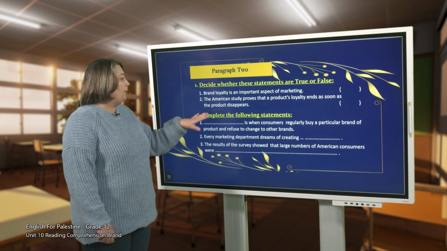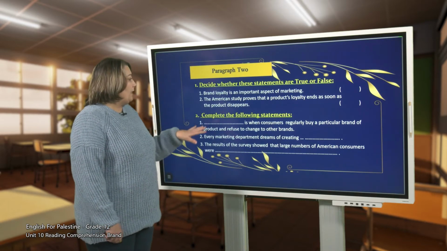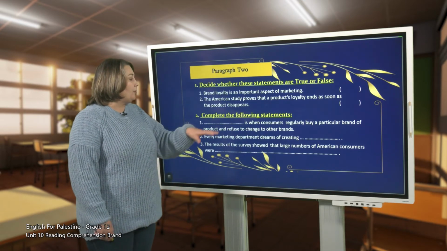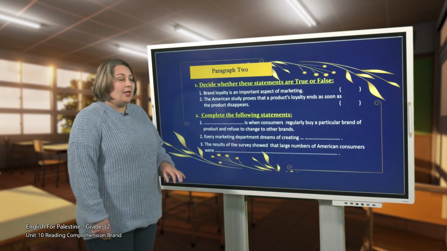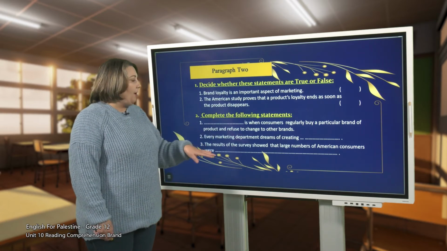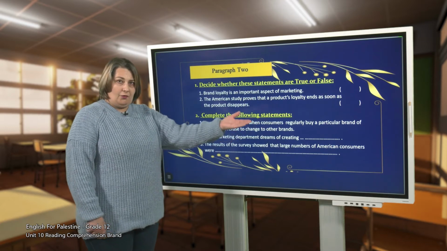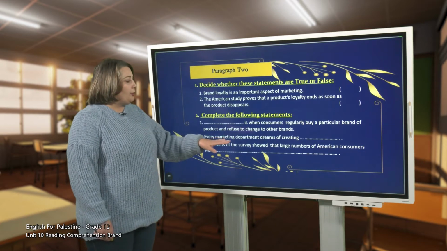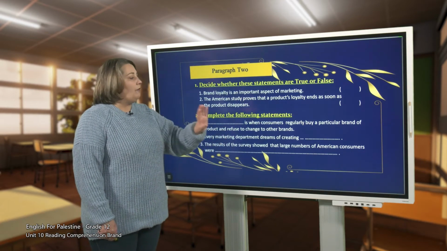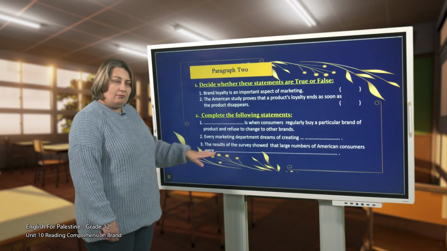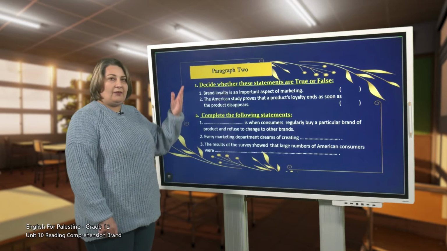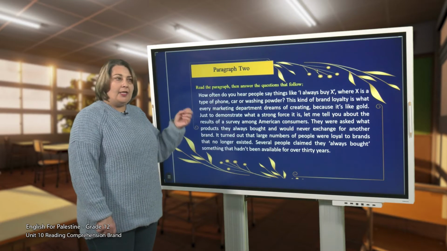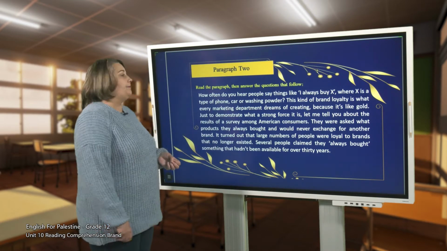Now, question number 2, complete the following sentences. Number 1, is when consumers regularly buy a particular brand of product and refuse to change to other brands. Now, number 2, every marketing department dreams of creating. Of course, now we're going to find what is it. Number 3, the results of the survey showed that large numbers of American consumers were, and you're going to fill the spaces, of course, after reading the paragraph. Let's go back to the paragraph. I want you to read it silently, and then we'll go back to check your answers.